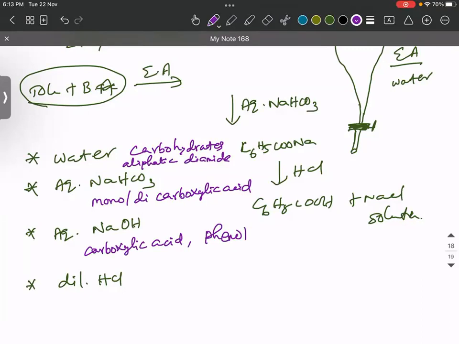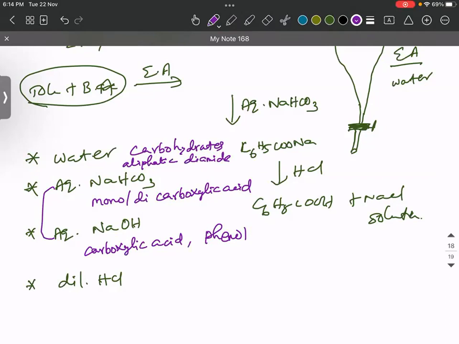So look here: carboxylic acid here, carboxylic acid here also. What is the difference between these two? Sodium bicarbonate is a weak base, sodium hydroxide is a strong base. You may ask, sir, phenol is acidic, why is it not soluble in sodium bicarbonate? Phenol is weakly acidic, and sodium bicarbonate is a weak base, so it cannot replace the H plus ion. Whereas sodium hydroxide is a strong base, it will give Na plus and OH minus, so that can be replaced.